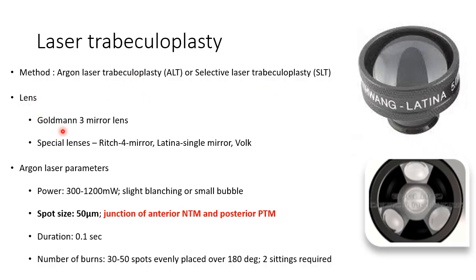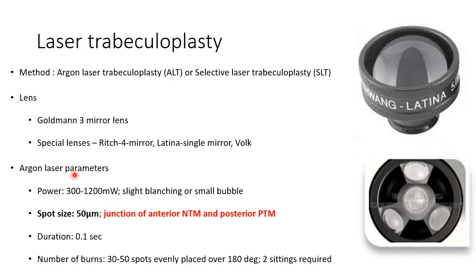So what lens is used? The traditional lens is the Goldmann three-mirror lens, okay? But there are special lenses also available, the Ritch four-mirror or the Latina single mirror. This one's the Latina single mirror. The use of these lenses obviously is to visualize the angle. You can easily rotate the lens 360 degrees and easily visualize the angle where you want to give the treatment. It has to be very specifically directed at the pigmented trabecular meshwork. So that's where the lens comes into use.